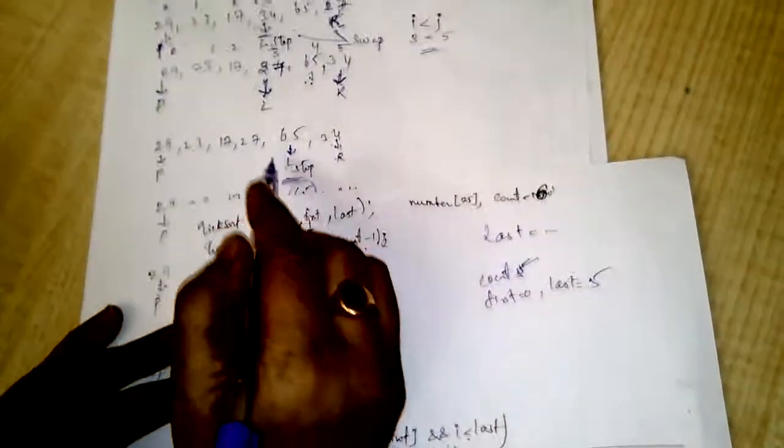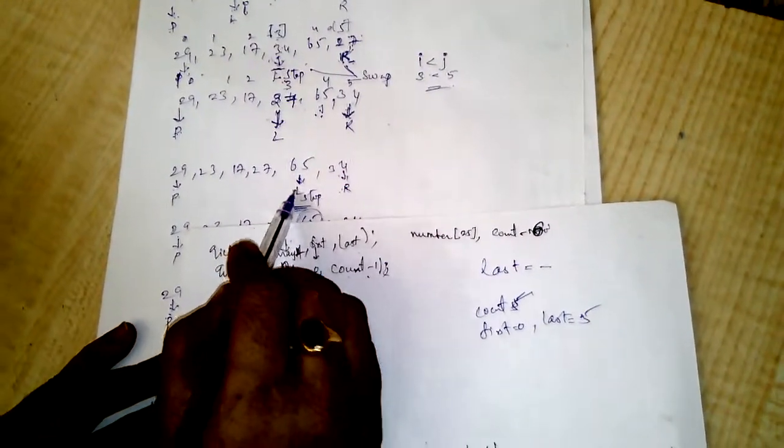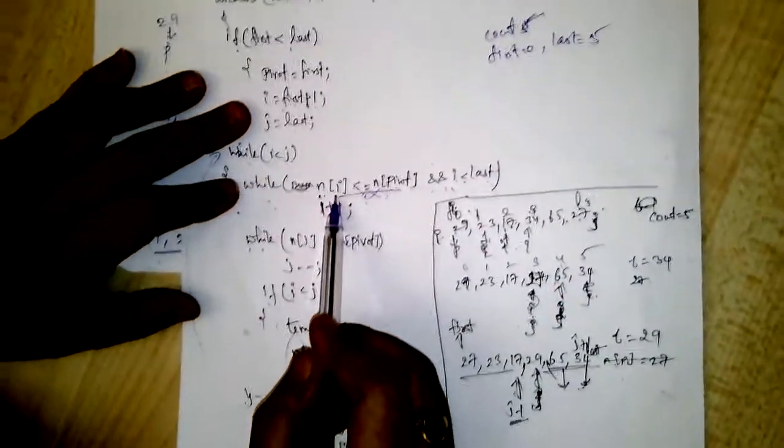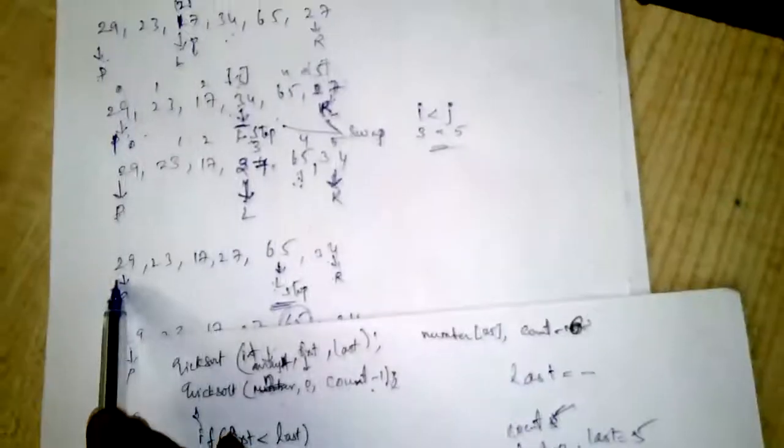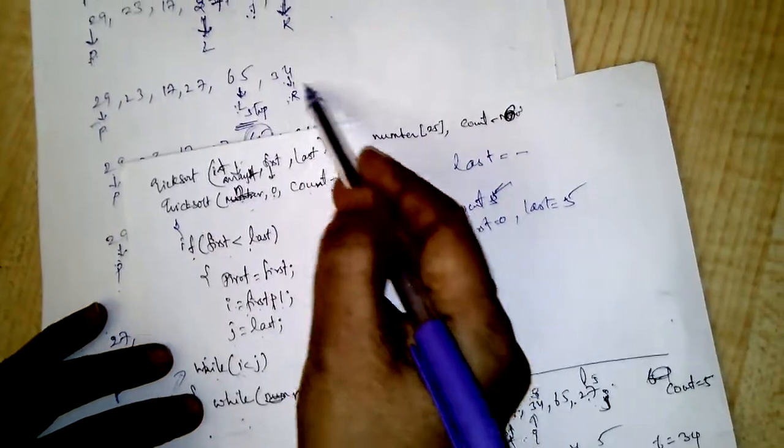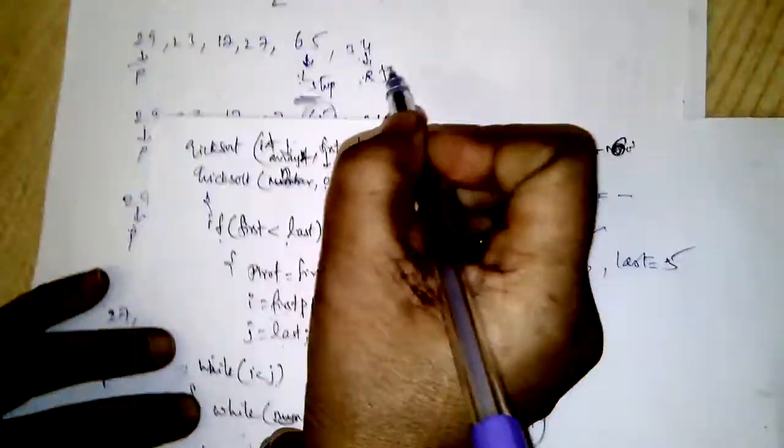So i is incremented by 1. The position of i is here. Now again it will check n of i, that is 65, against n of pivot. 65 is not less than pivot, so the condition is false. Now control comes here and again checks the right element. n of j is greater than n of pivot? Yes, so j is decremented by 1. Now the right is here.